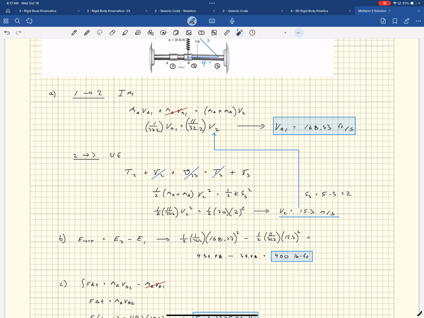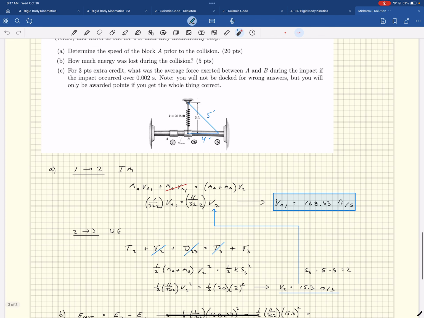And a lot of people put in 5 there. A lot of people put in 4. 4 is also not the stretch. 4 is how far it moved in that direction. Some people went in and figured out the amount of spring that's just going in the X direction because that's the part that's going to affect it. That's not how this work energy works. It just matters about how much the spring stretches, which is beautiful about it.